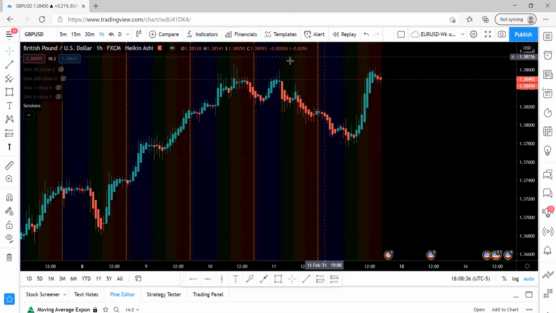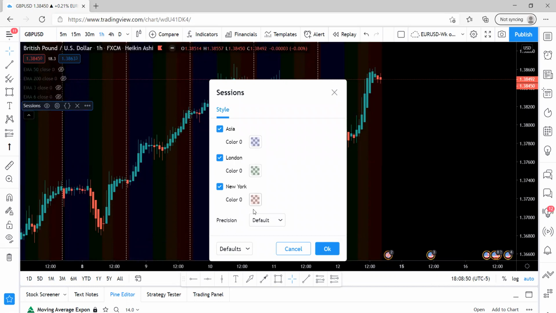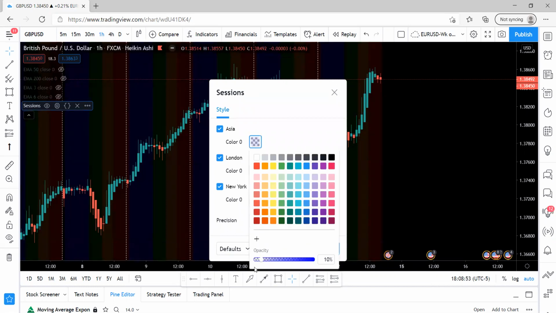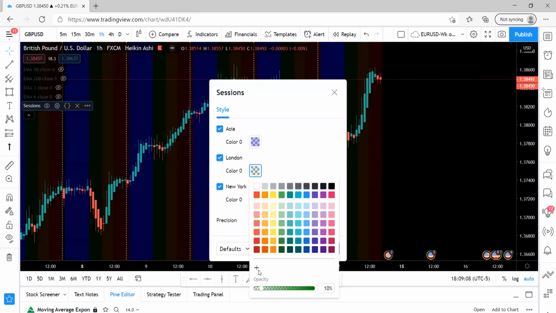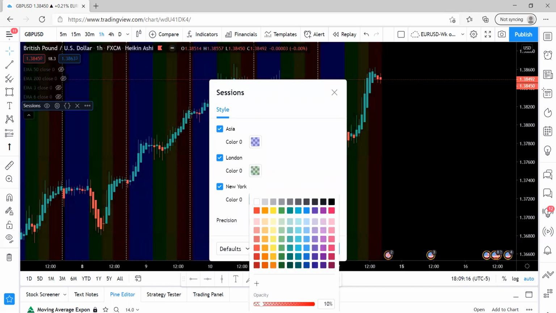Let's click out of here. In order to look at the colors or to adjust them, you want to hover over sessions right here on your left and go to the little settings icon. Click that. Here you can see that the colors are already broken down. What I like to do is make them a little less see-through so that they stick out a bit more. So I take it to about 25%, 25, 26, that's fine, so that the colors stick out on my chart. And I do that for each session.